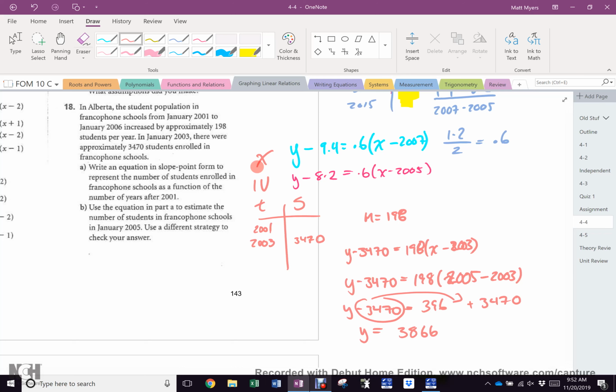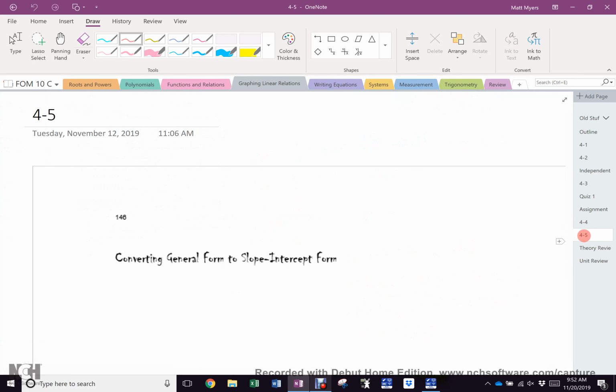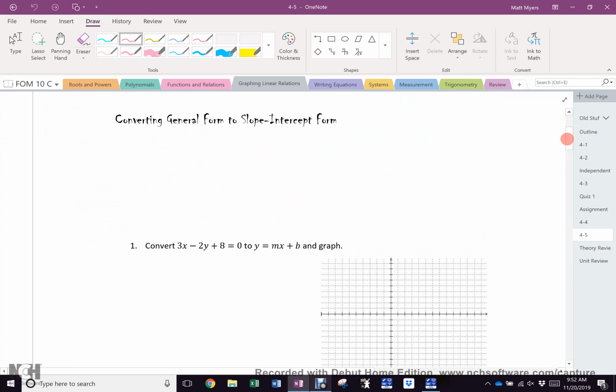Turn to page 146. It's the last lesson of the unit. Then you get 4 days off. Then we do 2 days of review next week. You might have a little bit of work tonight, but it's actually pretty simple.